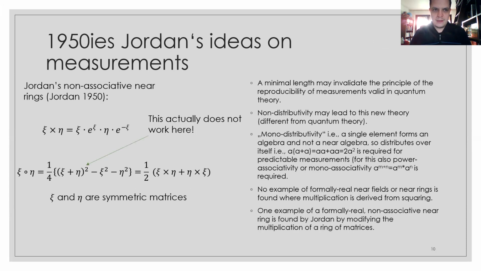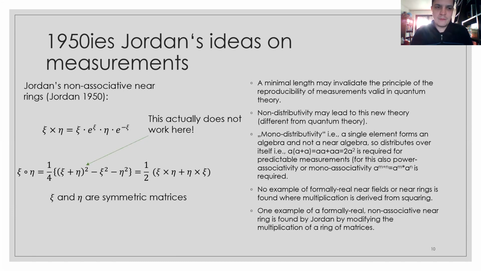But this was not known in the early 1950s. So Jordan was still interested in generalizing quantum theory, and he used the work of Karlsruhe as a kind of inspiration to develop his own one-sided distributive system. And I told you Jordan was always interested in non-associative systems, so he took the ring of matrices and deformed the multiplication in the ring of matrices by using the matrix exponential function.